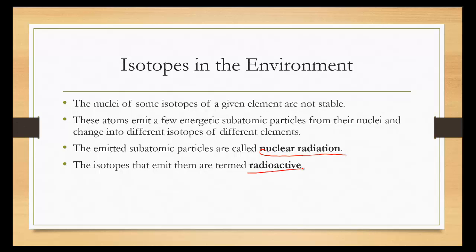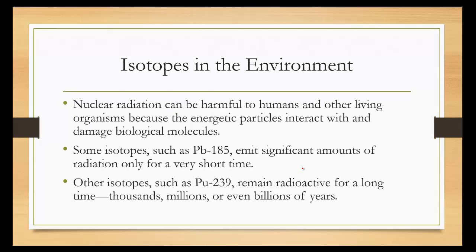Nuclear radiation can be harmful to humans and other living organisms because the energetic particles interact with and damage biological molecules. Some isotopes, such as lead-185, emit significant amounts of radiation only for very short periods of time. Other isotopes, like plutonium-239, remain radioactive for a long time, such as thousands, millions, or even billions of years.